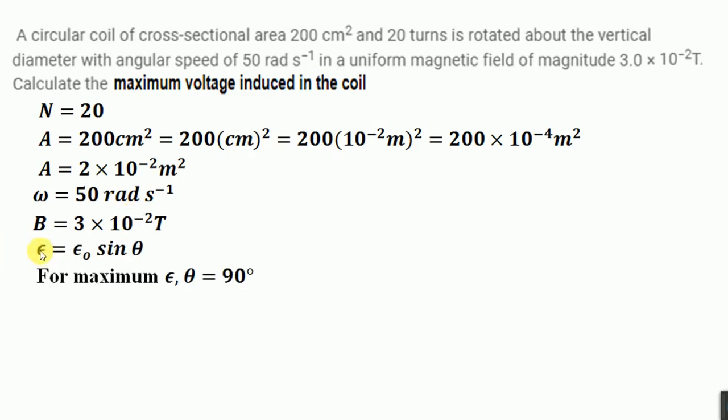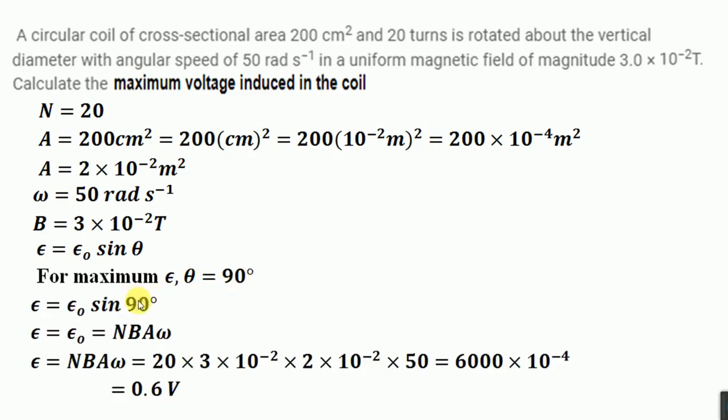So we know EMF is given by E is equal to E naught sine theta, and for maximum EMF theta is equal to 90 degree. If you put theta is equal to 90 degree, then you will get E is equal to E naught into sine 90, which is 1, so I'll just write E naught, and we know E naught is nBA omega, so if you put the values and multiply this you'll get 0.6 volt. So this is the maximum voltage induced in the coil.